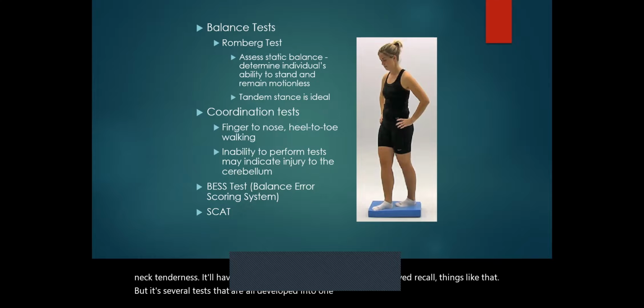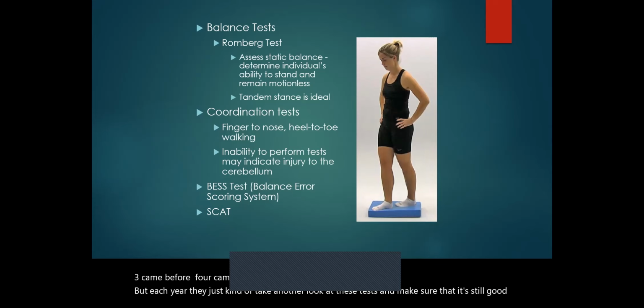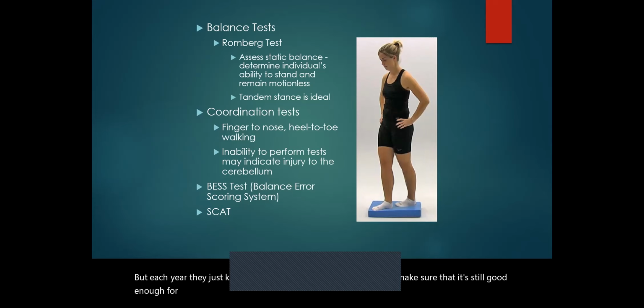We are on version 6 of the SCAT right now. And there are different versions of it just based on the year that it was publicized. So obviously SCAT 3 came before SCAT 4, came before SCAT 5, but each year they just take another look at these tests and make sure that it's still good enough for several different levels of sport. So this is something that the NCAA uses, the NFL, the NHL, FIFA, and you'll see all those logos at the top of that SCAT packet.